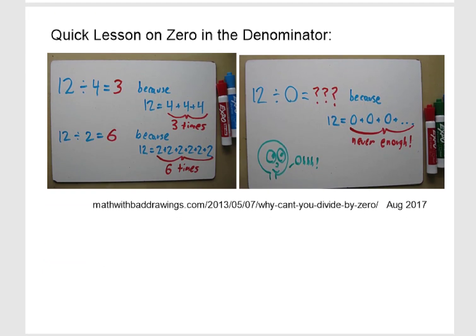Okay, this slide pretty much says the same thing. 12 divided by 4 equals 3, because if I add 4 together 3 times, I can get back to 12. 12 divided by 2 is 6, because if I add 2 6 times, I can get back to 12. But 12 divided by 0 would be undefined because I can never add enough zeros together to get back to 12.